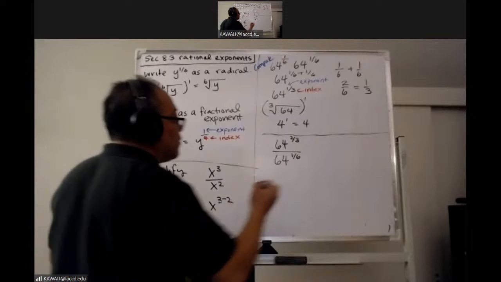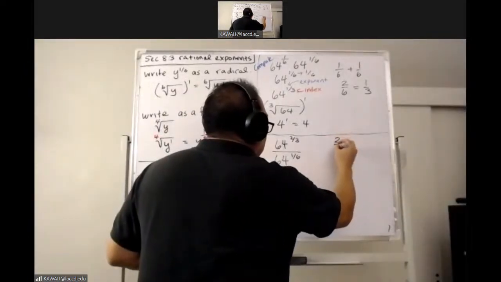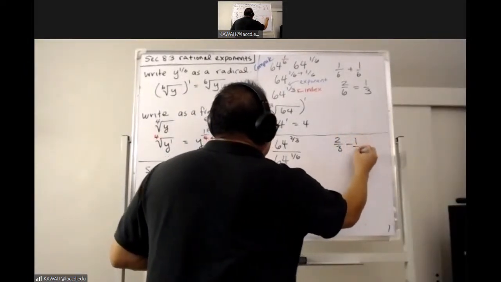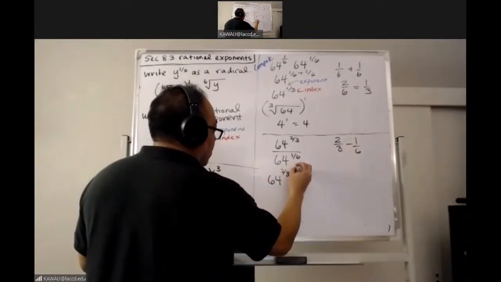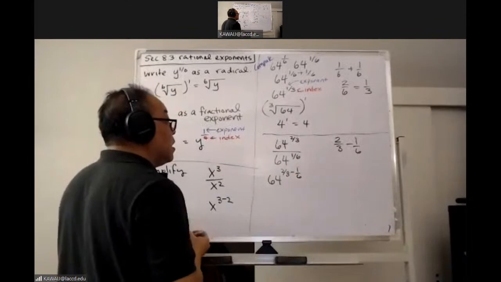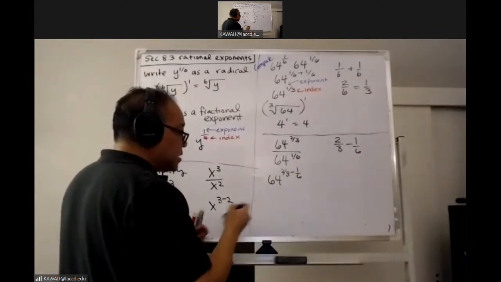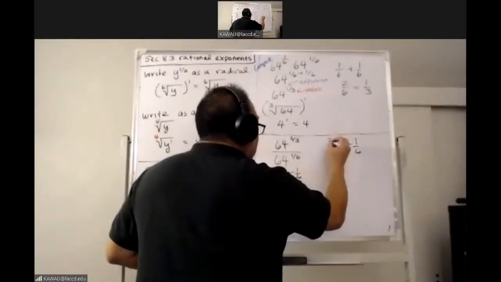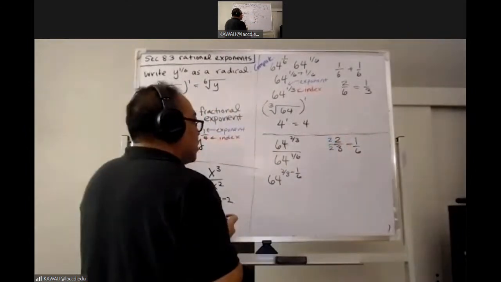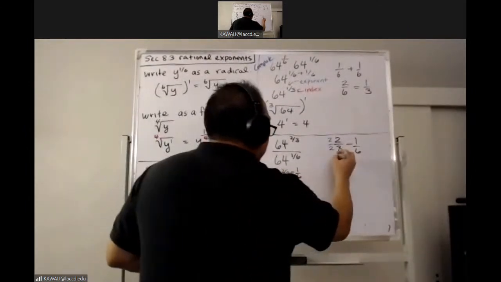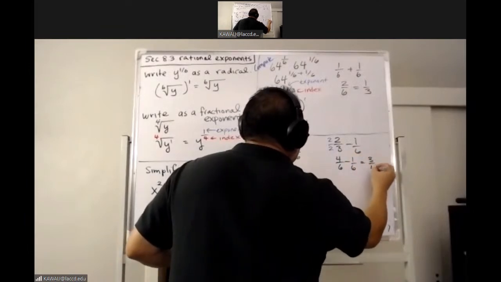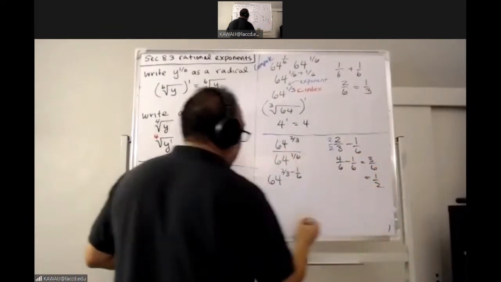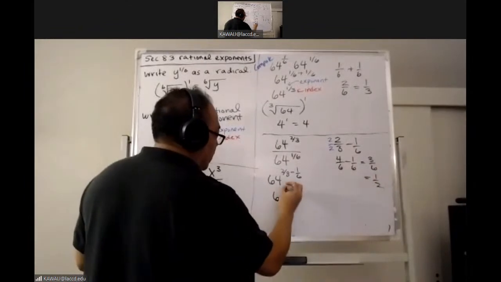Okay, so we have 2/3 minus 1/6. I should write that here. Now my lowest common denominator is 6. So I get 4 over 6 minus 1 over 6, which is equal to 3 over 6. Okay, so now I have 64 to the one half.